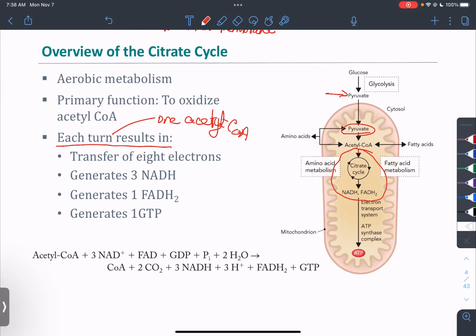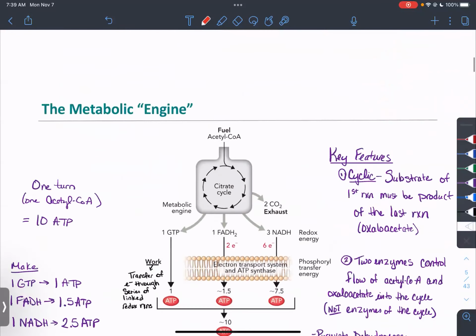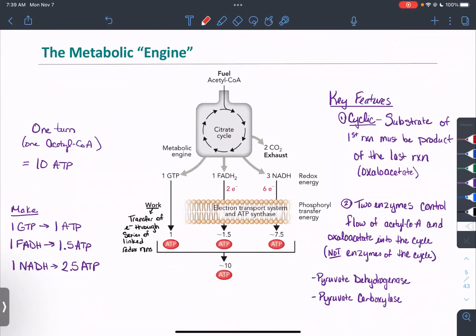So in 1 turn, we get a transfer of 8 electrons. We're going to generate 3 NADH molecules, 1 FADH2 molecule, and 1 GTP, right? Okay, so why do we call it the citrate cycle? Because citrate is the conjugate base of citric acid, which is the first product in the pathway, right? So that's kind of the nice thing. All right, so here we go. This is the citrate cycle. We call this the metabolic engine because it kind of can relate to one.